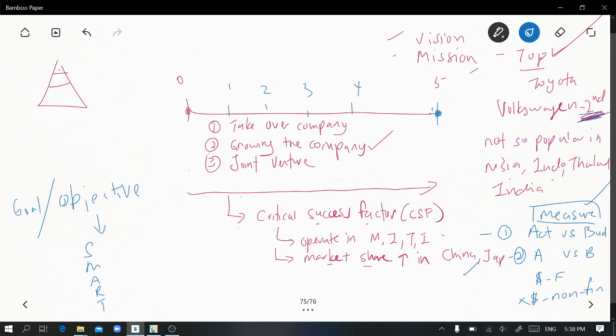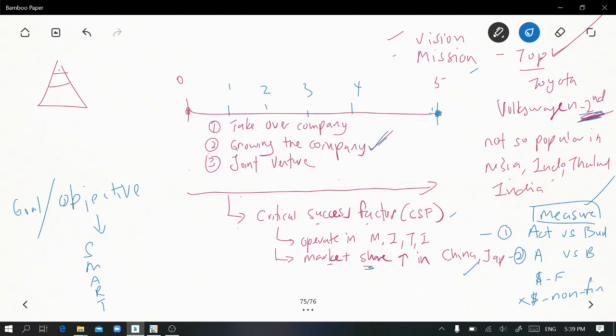Then we choose one. Once we have chosen it, to grow the company we must identify what the critical success factors are. Different companies will have different critical success factors. For some companies, their critical success factor is cost: if you can lower your cost, you can be successful. Some companies are about the market: you can go into the Asian market, get their support, and be number 1 or increase market share.